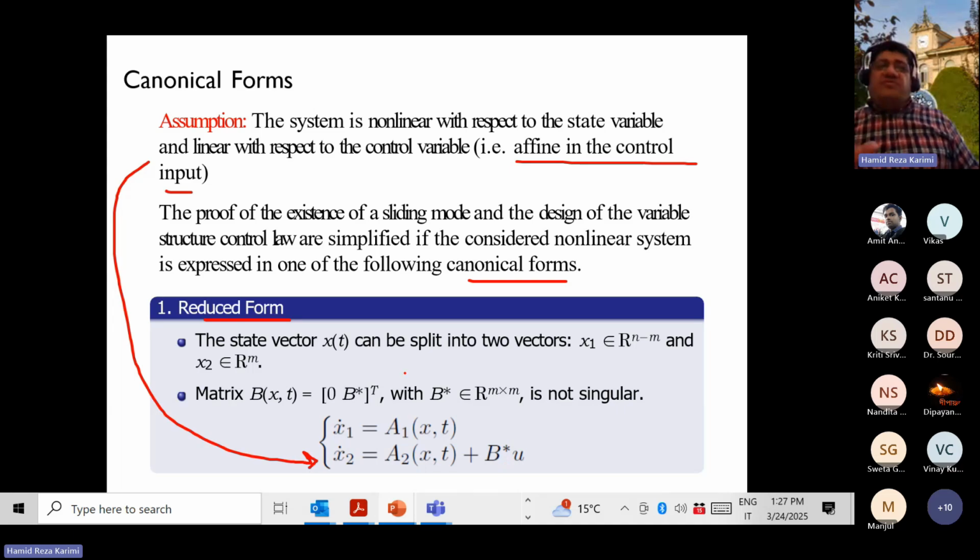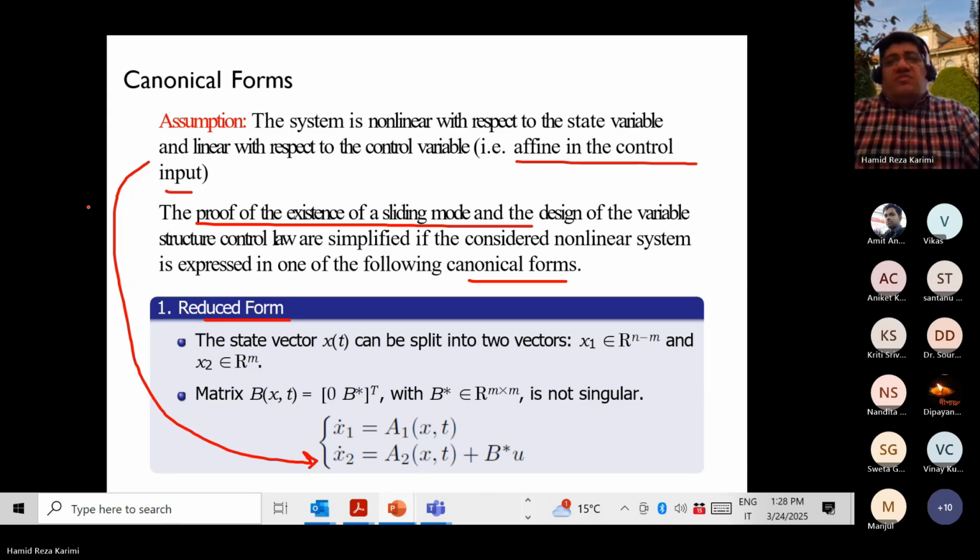If you have such a model, the proof of the existence of a sliding mode is possible. We can prove it, and we can also design a sliding mode control. So this means that if you have any system model like this, it can be guaranteed that you can stabilize it, and also you can find the control.